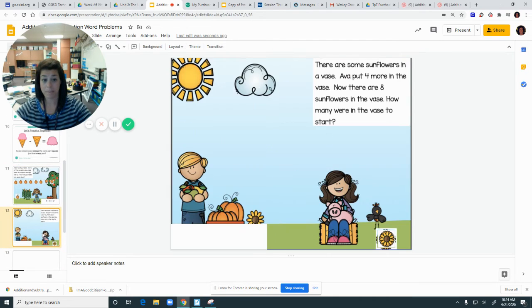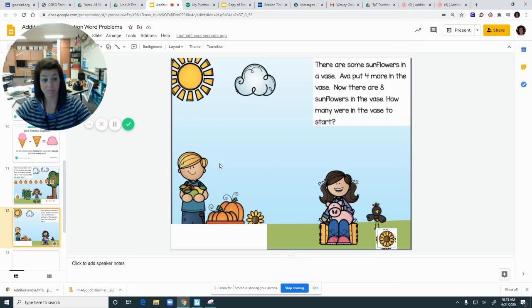Let's look at another one. There are some sunflowers in a vase. Ava put 4 more in the vase. Now there are 8 sunflowers in the vase. How many were in the vase to start? Don't worry, we're working this out together. There are some sunflowers in the vase. Do I know how many? So I just got to not worry about it.